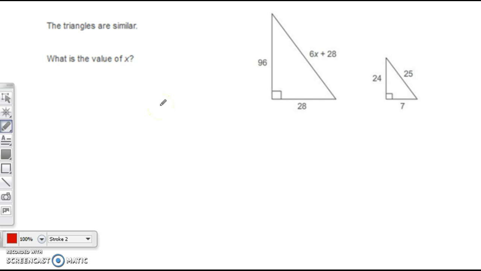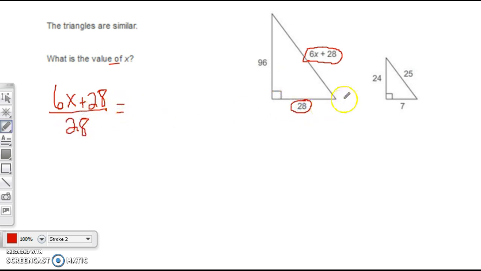So since I'm trying to find the value of x, I'm going to need to make sure that I start off by putting that in my first fraction. So 6x plus 28. And then I can pick any other side from this triangle. I'm going to use the smaller number, so I'm also going to use 28. And then when I set that equal, I just have to make sure I get corresponding sides. Since 6x plus 28 was the hypotenuse, I need to make sure that the hypotenuse of this triangle goes on top. And since this was the bottom, I need to make sure the bottom goes on bottom.